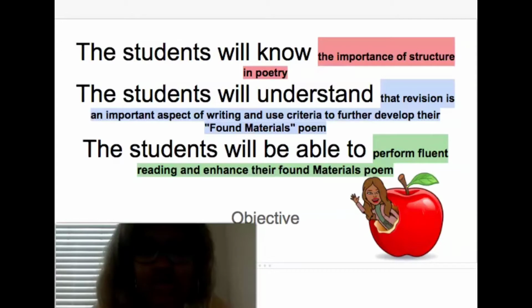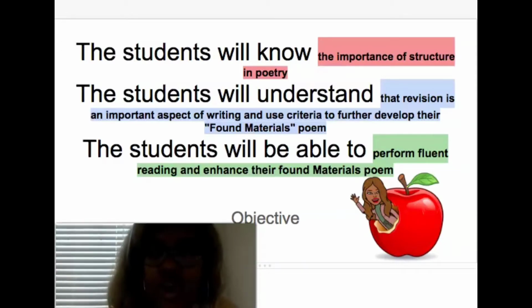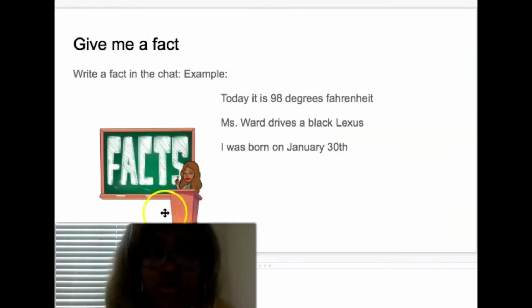Let's start off with today's objectives, guys, and welcome back to class. So today, you are going to understand the importance of structure in a poem. You're also going to understand that revision is an important aspect of writing and use criteria to further develop your found materials poem. You will also be able to perform fluid reading and enhance your found materials poem. So let's get started with our goals.